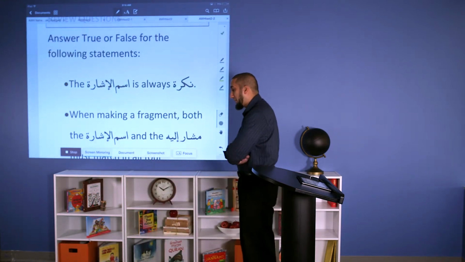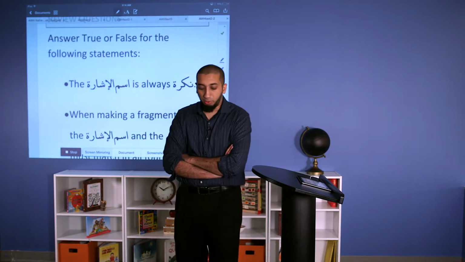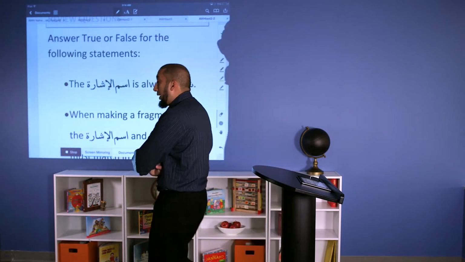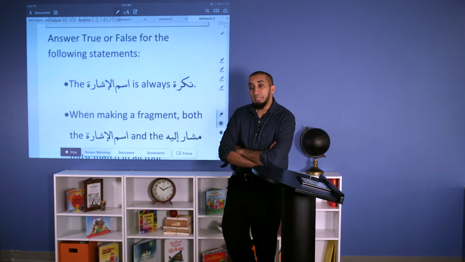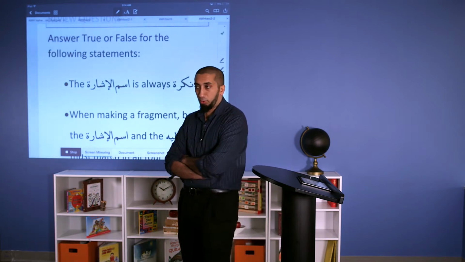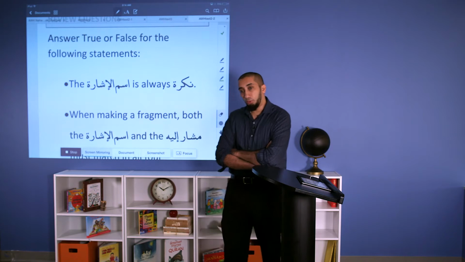Hada means this. Hadani means both of these. Haula'i means these. Hadihi means two things. It means this, and it also means these. It means these when you're pointing at a broken plural, because you use the singular feminine to point at a broken plural. Hatani means these two, feminine.